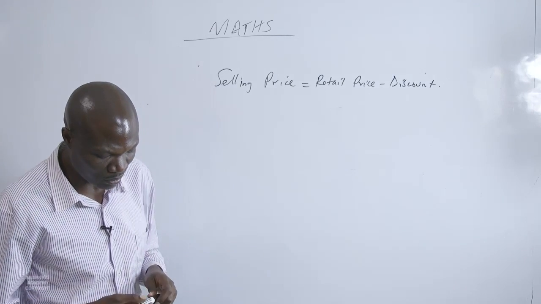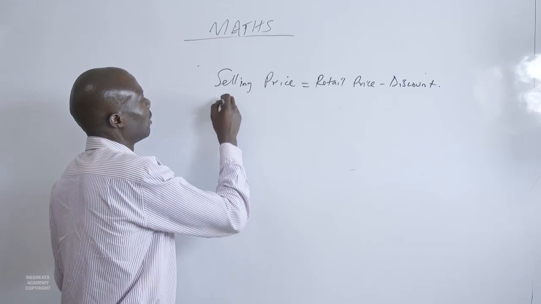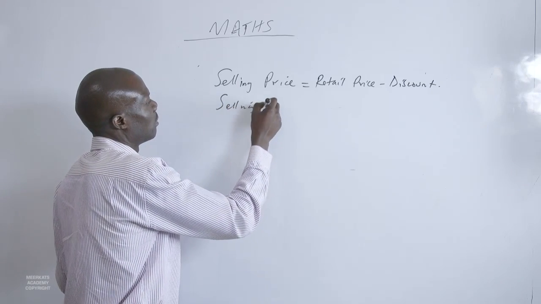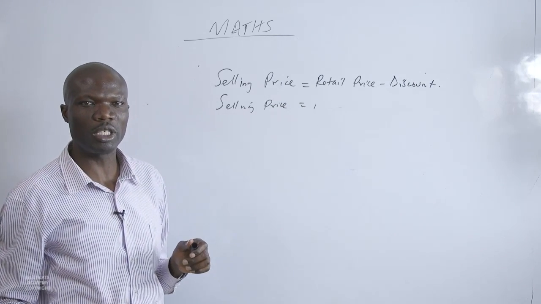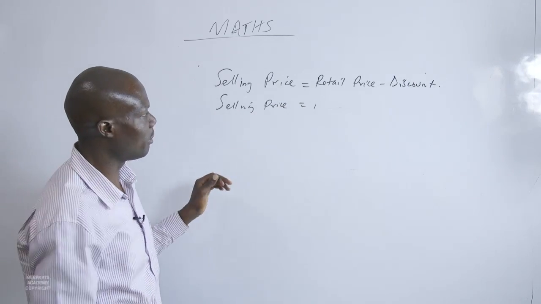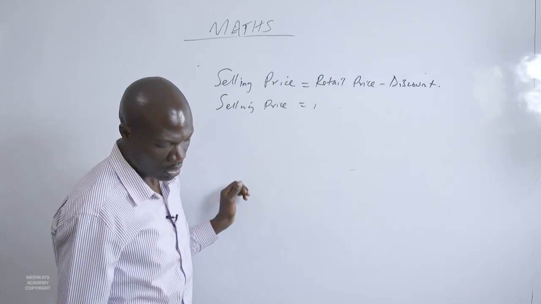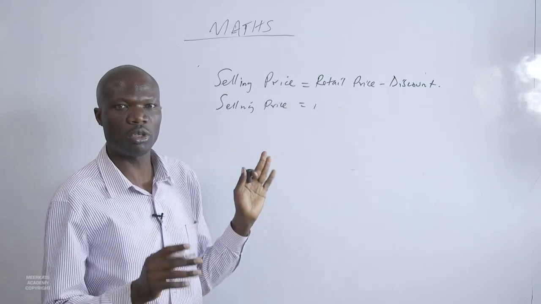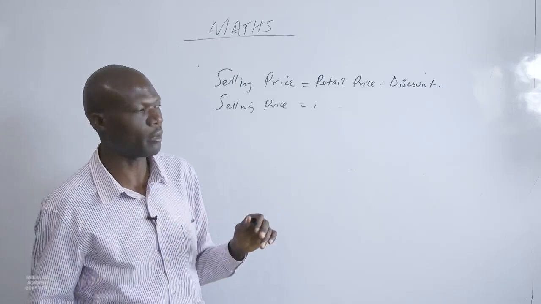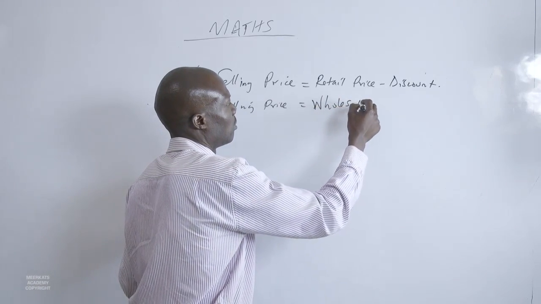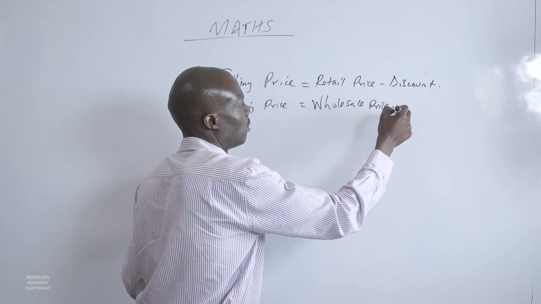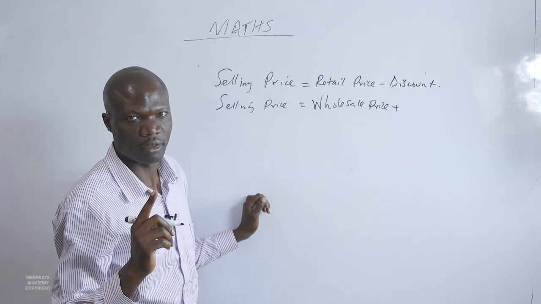But at the same time, selling price can also be taken to be retail price. It can also be taken to be now, this is about the retailer, now about the wholesale price, plus markup.